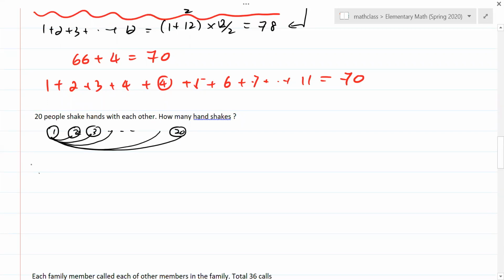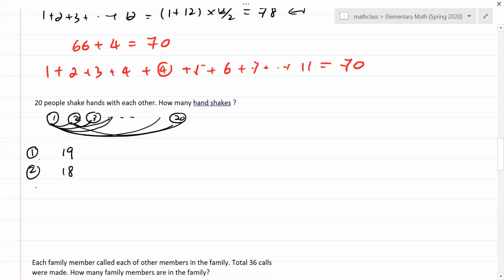So how many for the first person? I have 19 handshakes, okay, 19 times. And then for the second person, he's not going to shake hands with the first person because he already did it. So he can only go forward, 3, 4, blah blah blah, 20. So the second person can only have 18 handshakes.